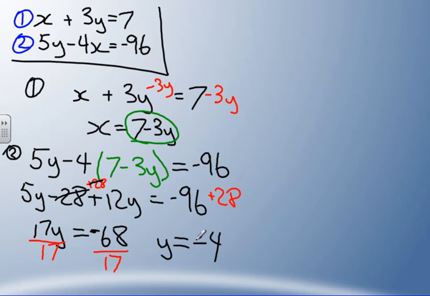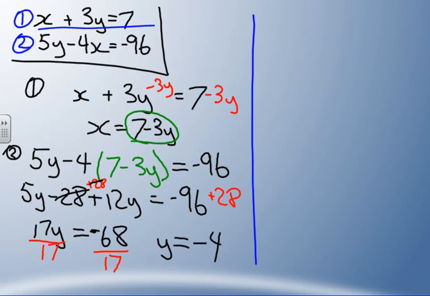So I'm going to take that y, I'm going to take this, and I'm going to stuff it into one of these two equations. Stuff it in for the y. It doesn't matter which equation I choose, just pick one of them. I'm going to go with the first one, because I think that's a slightly simpler equation.